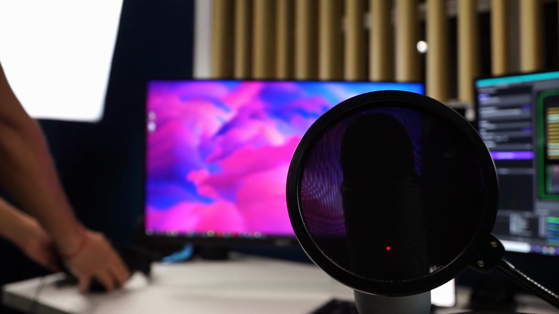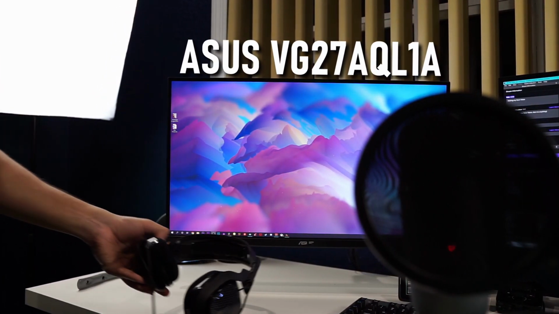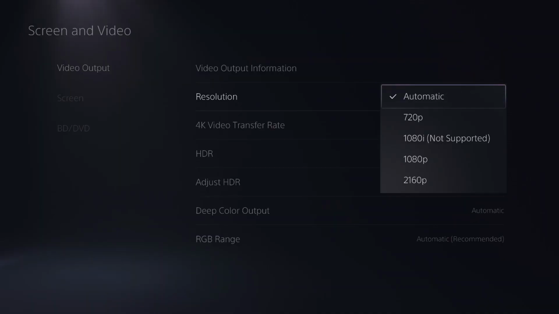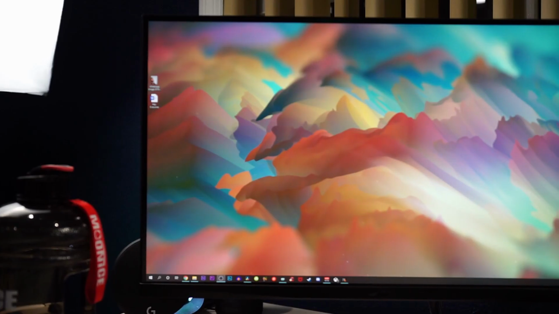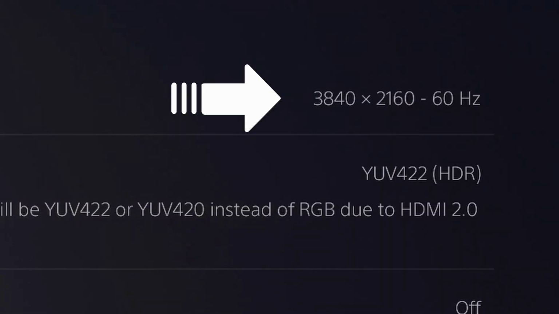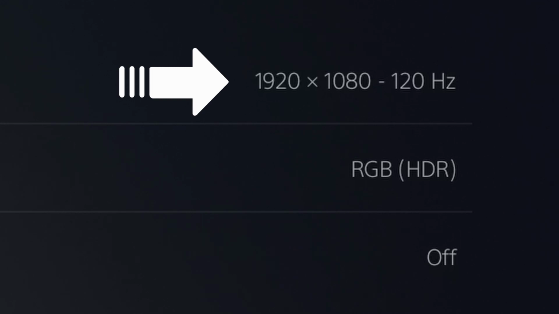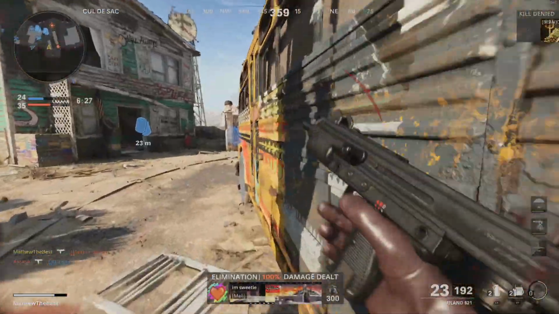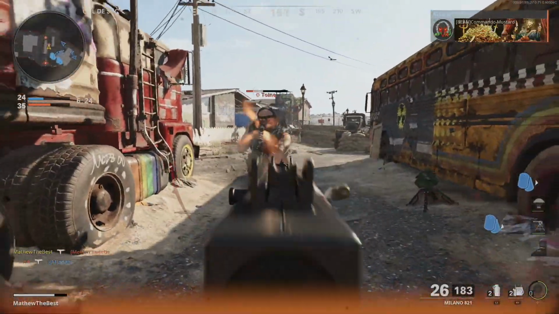So if you currently do not know this, I am using a 1440p monitor as my display of choice for the PS5. And long story short, although the PS5 does not allow you to play at 1440p, this specific monitor here allows you to play at either 4K at 60 FPS or 1080p at 120 FPS. More on that in this video that just popped up right up here. And as you guys can imagine, so far it has been fantastic. I haven't run into any issues whatsoever.